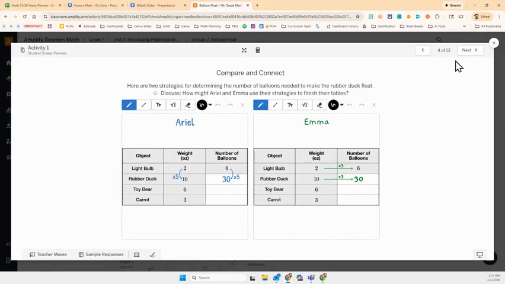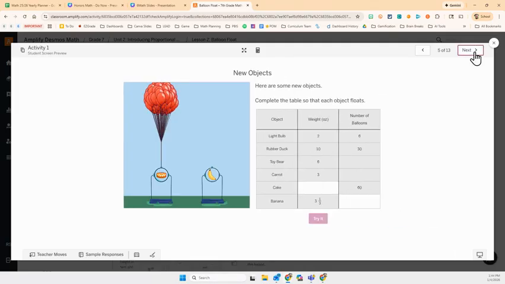Here are 2 strategies for determining the number of balloons needed to make the rubber duck float. How might Ariel and Emma use their strategies to finish the table? Go ahead and take a moment on PlayPosit, explain how both Ariel and Emma would finish their table. Here are some new objects, a cake and a banana. Complete the table so that each object floats. You'll see I didn't finish mine from before, but using what you know about the multiplier, finish the table.